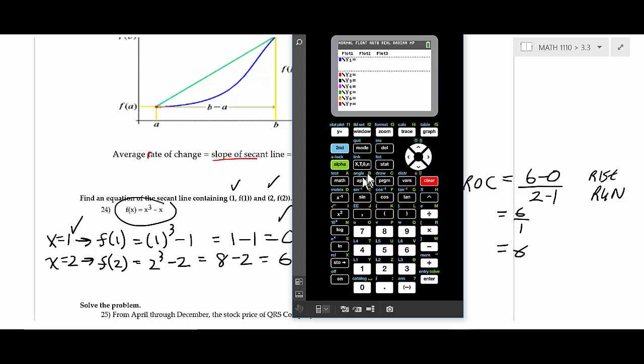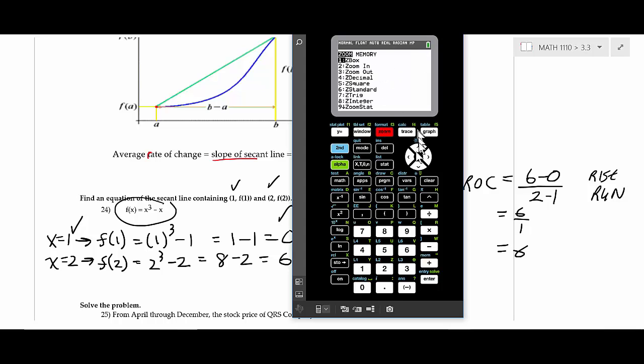So we're going to put in y1, let's put in x to the third, and then minus x. And then this time, let's actually do this window. Let's start with just the standard window. So just go zoom 6, and then you'll have a cubic function like that. So actually what we did on this is, and I'm going to zoom in on this. I just started in a standard window.